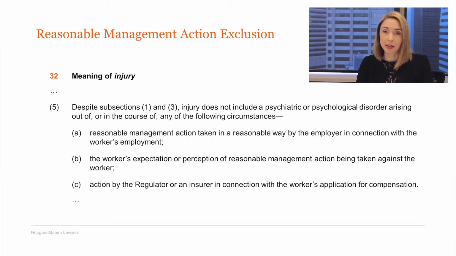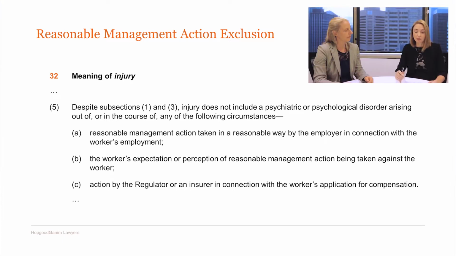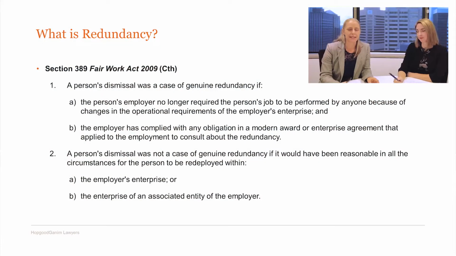It's an action by the employer to bring about a change to the employment relationship. That is, the termination of the relationship. So it seems that on its face, redundancy is precisely the type of action that is the subject of the exclusion in Section 32(5) and is designed to be protected by that exclusion. Let's look now more closely at the concept of redundancy before we consider the interaction with reasonable management action and redundancy. Thanks, Anna. So what is redundancy?